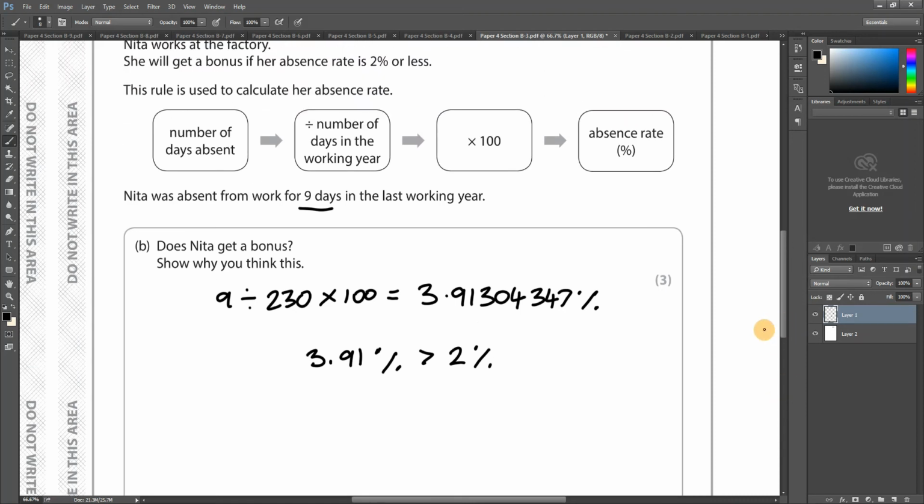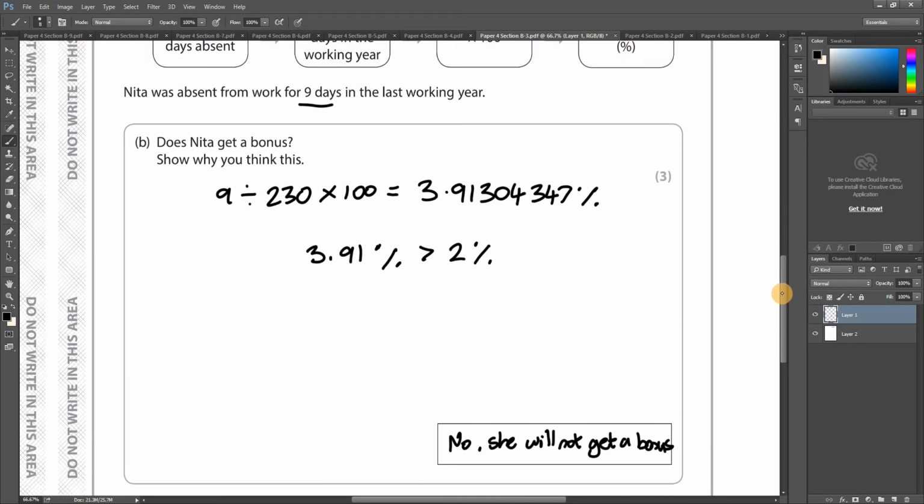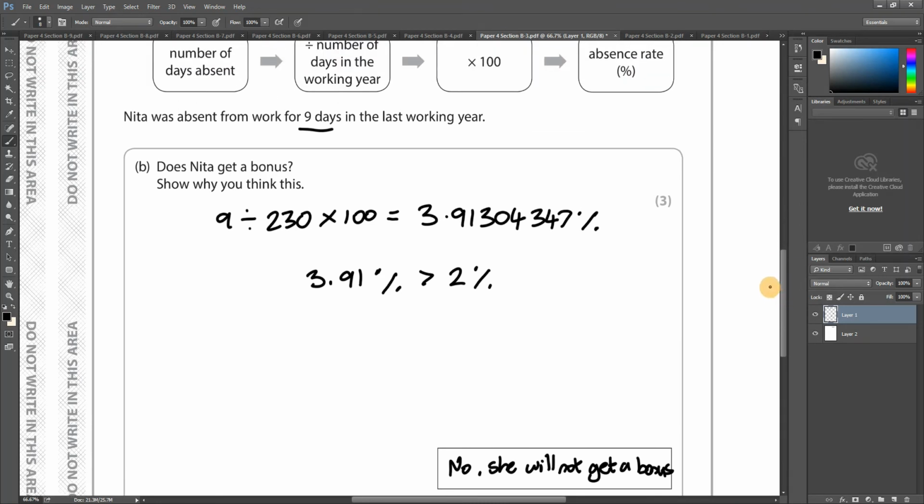So yeah, just link it to your working out. You do have to show that obviously it's more than 2%, or you can say it's not less than 2%. Either way, you're still going to say no, aren't you? Yep, there's your 3 marks right there.